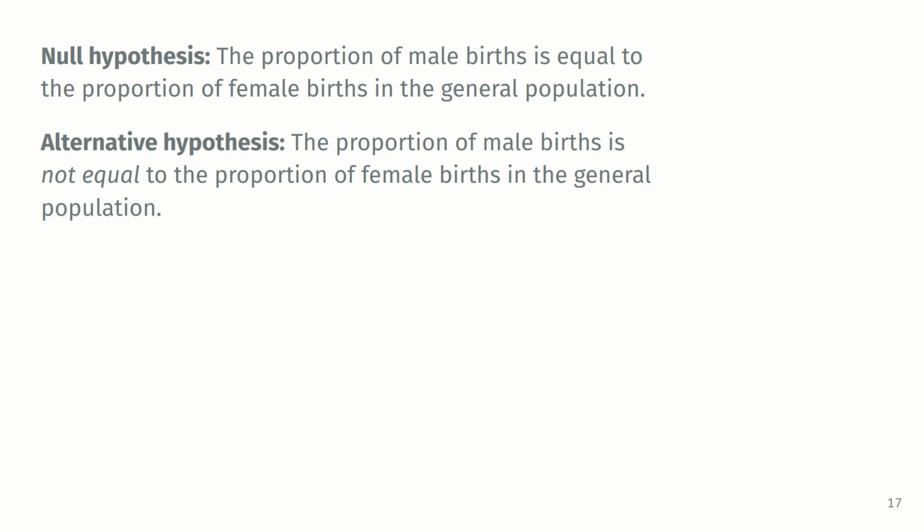So, here's our null hypothesis, just written out in words. The proportion of male births is equal to the proportion of female births in the general population, whereas the alternative is that the proportion of male births is not equal to the proportion of female births in the general population. So by not equal, I mean it could be either above or below.